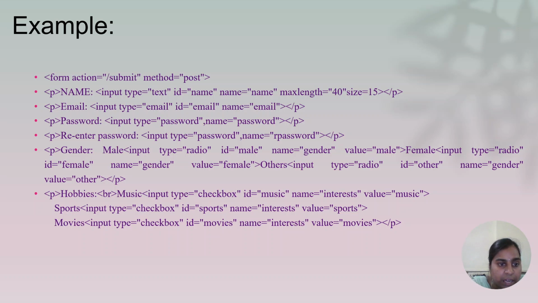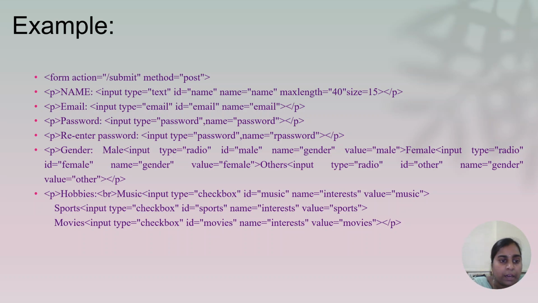The first one is male and female, and the others. The first gender has the input type radio. So the radio button is to specify the gender of a human. So we can say that we can use this radio button to select one of the elements.